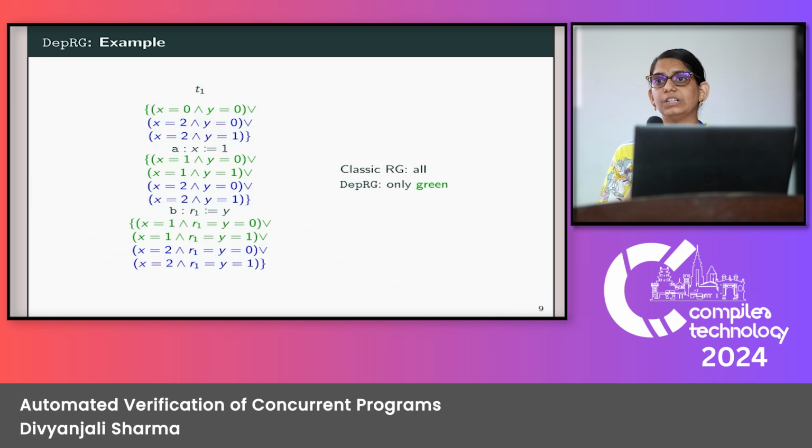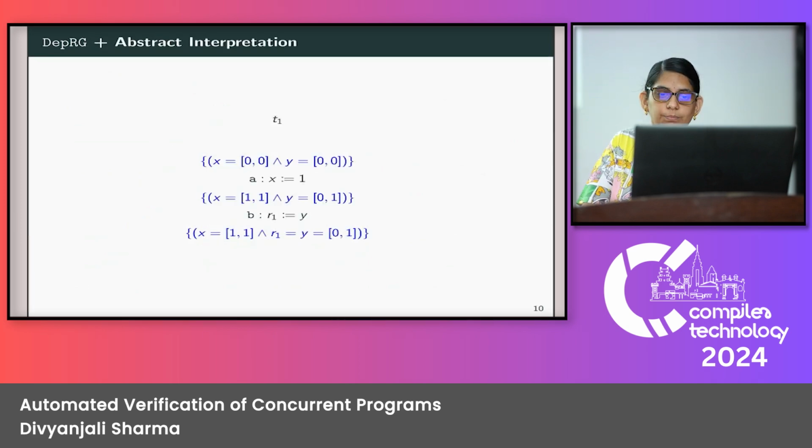But if we are using only the dependence-based rely-guarantee reasoning that I am proposing, then we are getting only the program states that are green, not the rest, not the others. So you can see here that it makes proofs much simpler, and program states are also less complex.